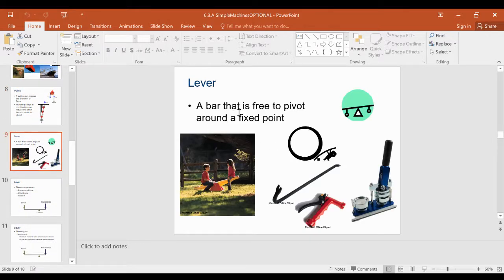A lever is a bar that pivots around a point. Many types of levers. Seesaw is a pretty common one. This is a lever. There's another seesaw. A crowbar uses the principles of levers. All right. Right here, the handle of this nozzle is a lever. A wheelbarrow is a lever. Right? Think about it. The wheel is where it pivots, and the handles are the bars that pivot.